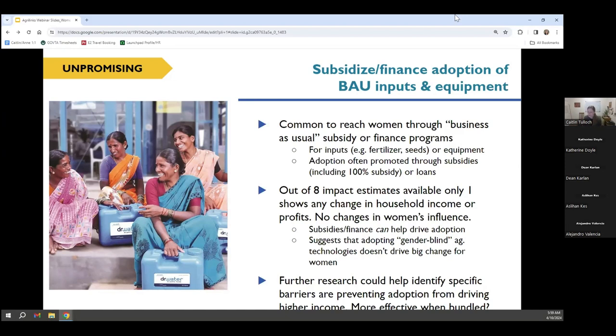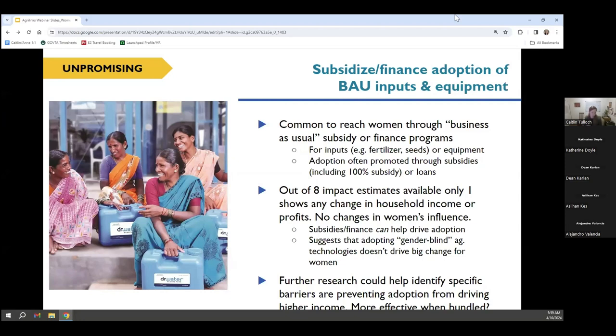And this is an area where we think further research is really particularly needed, because what this finding is suggesting is that simply pushing women into existing ag subsidy programs is not driving particularly transformative change for them. Further research could help identify what the barriers are that are preventing adoption from driving higher income. And it could be that some of these programs become more effective when bundled with other things.